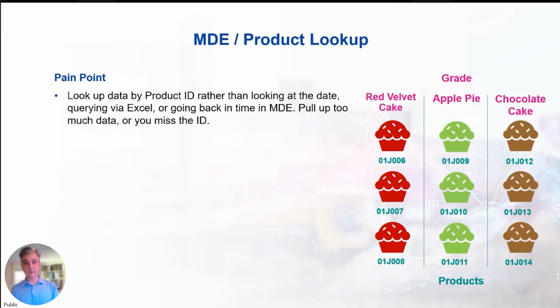There are 3 different grades of dessert, but within each grade, each one is what we would call a product, and it has its own product ID. So the grade might be red velvet, apple, or chocolate, and then the product IDs might be, you know, 01J007. That would be the product ID for that red velvet cake. Well, we want to know what properties that particular cake had when it was tested, right? And that would be associated with a product ID in MDE.